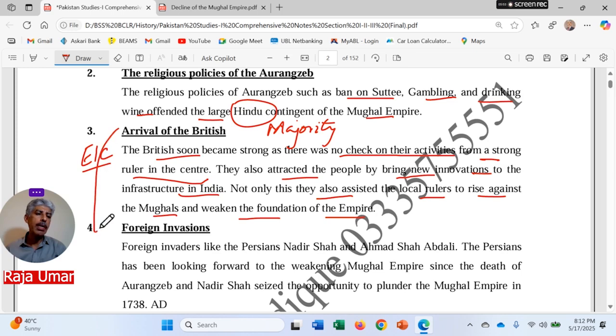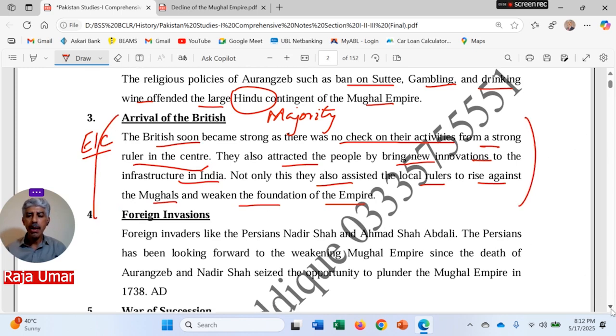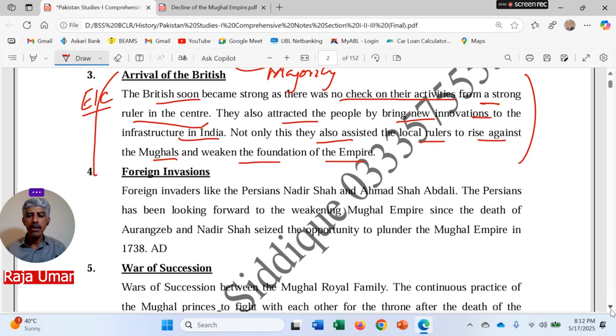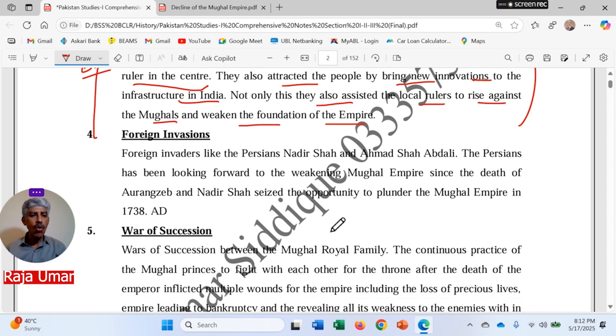So the British played a really vital role in the collapse of the Mughal Empire, and they were getting stronger day by day. Foreign invasions. If we talk about the foreign invaders like the Persians, Nadir Shah, and Ahmad Shah Abdali from Afghanistan, the Persians had been looking forward to the weakening of the Mughal Empire since the death of Aurangzeb, and Nadir Shah seized the opportunity to plunder the Mughal Empire in 1783.